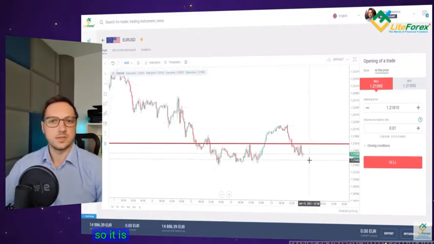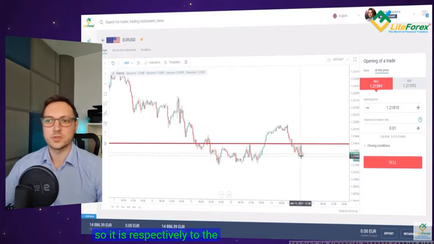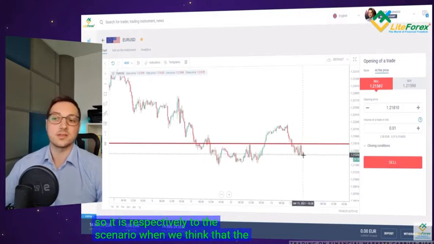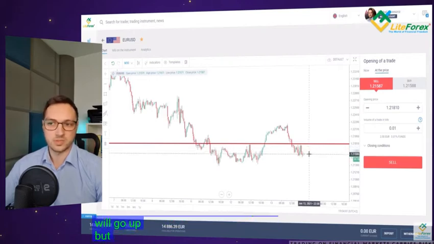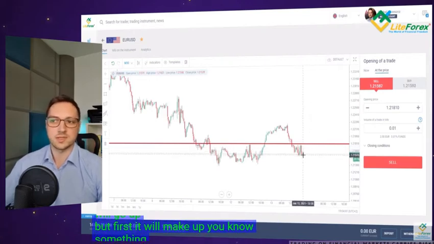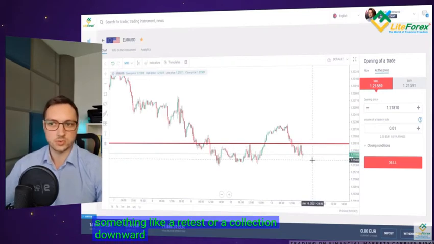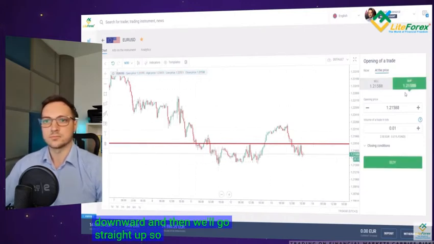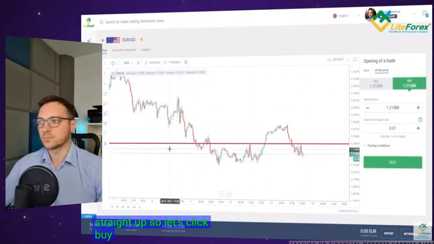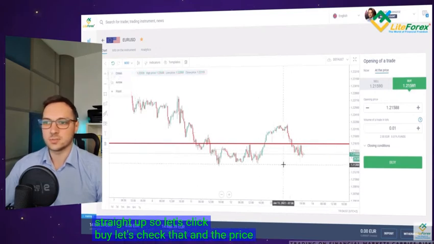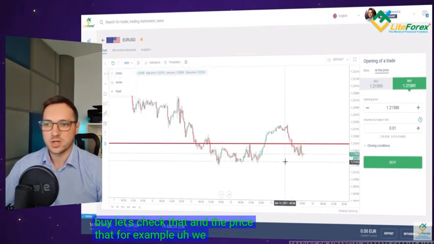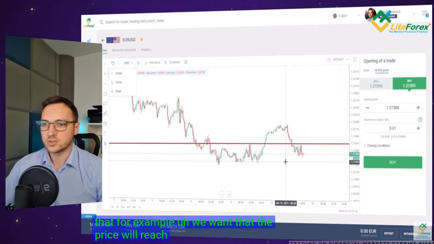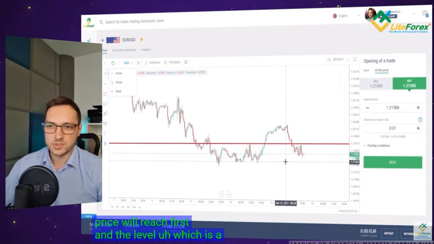So it is respectively to the scenario when we think that the price will go up, but first it will make something like a retest or a correction downward, and then will go straight up. So let's click buy. Let's say we want the price to reach first the level, which is 1.21.